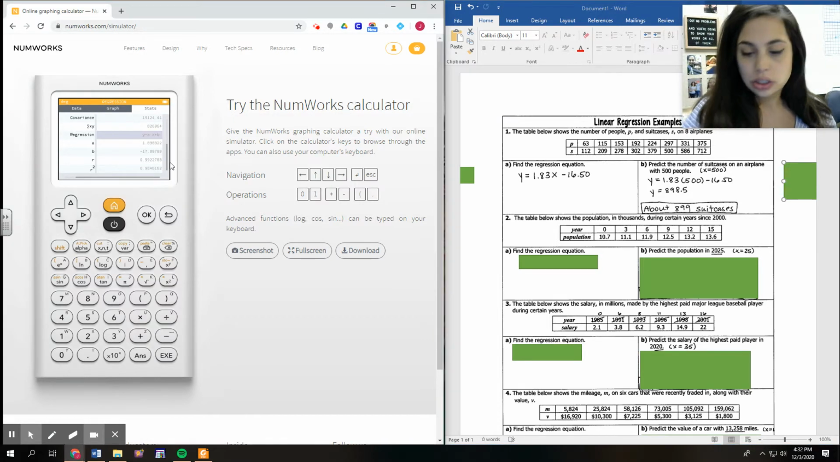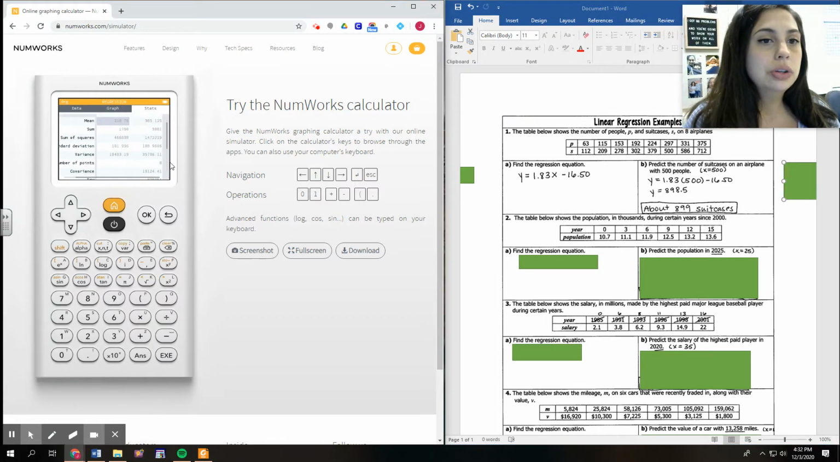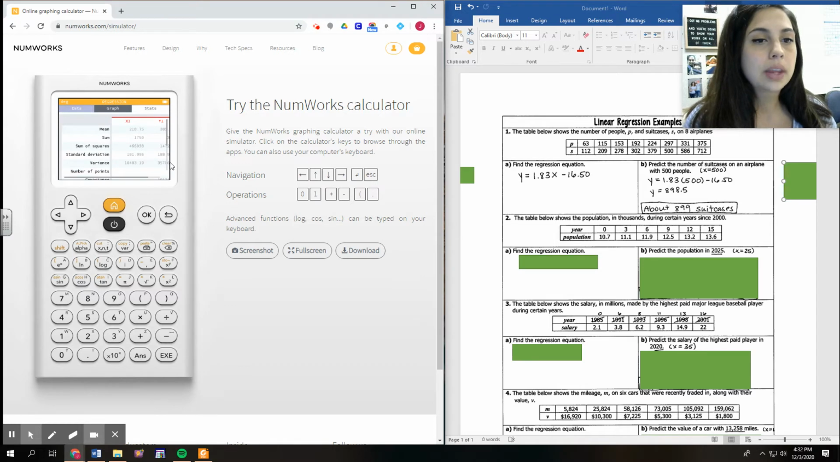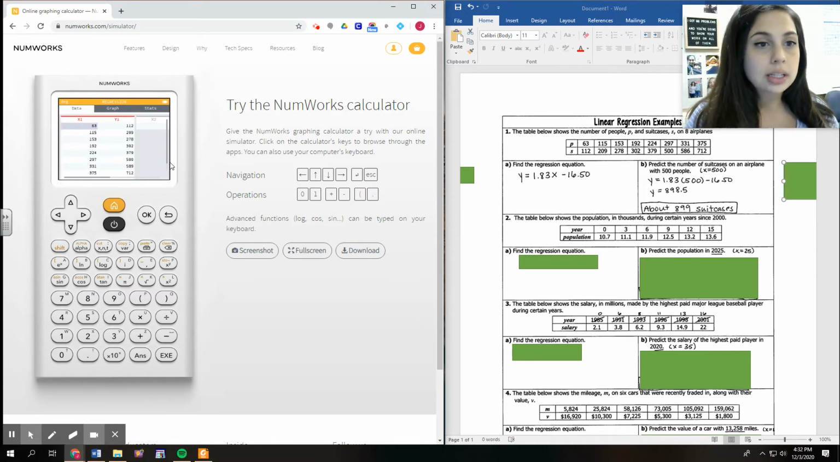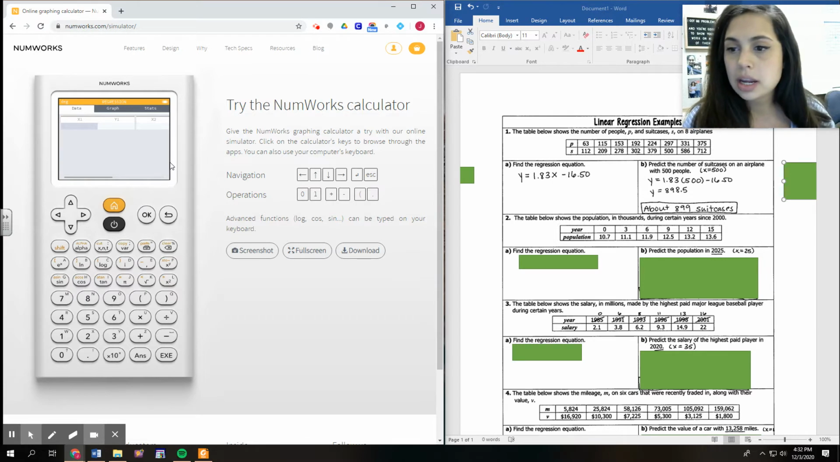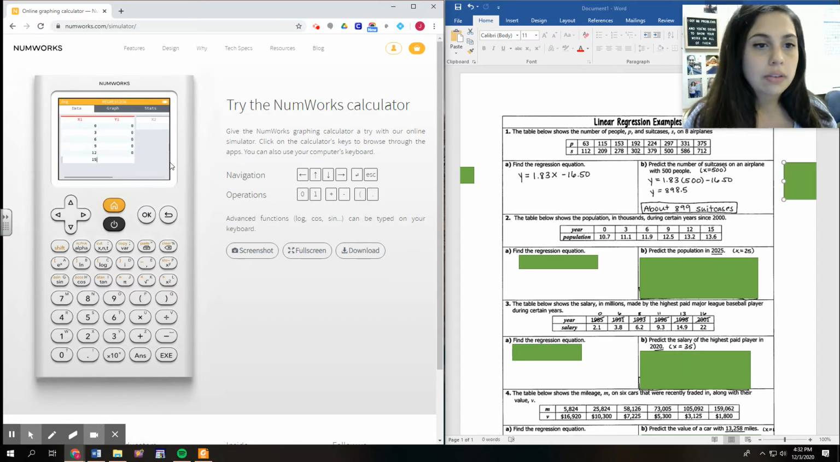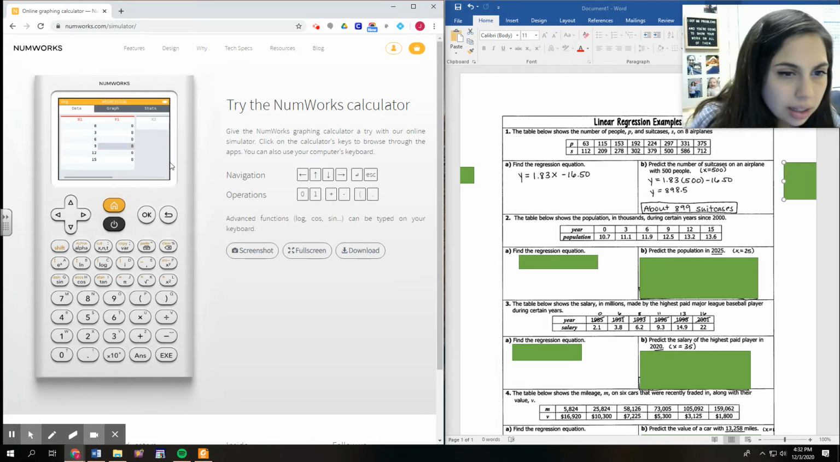So here, let's go back up to data, and delete all these numbers that we have in here and start putting our own in. So 0, 3, 6, 9, 12, and 15. And then we'll put in the corresponding, is this one?